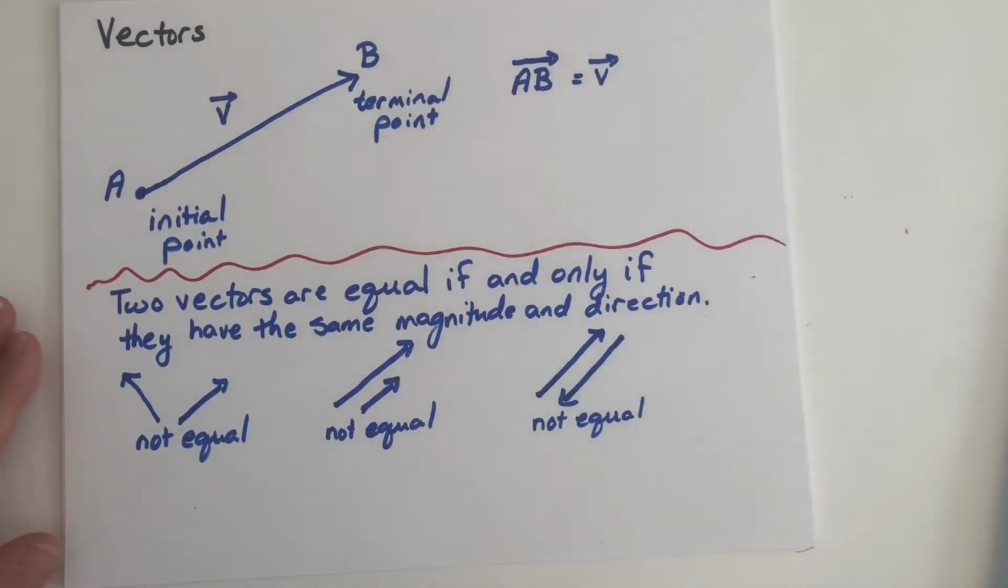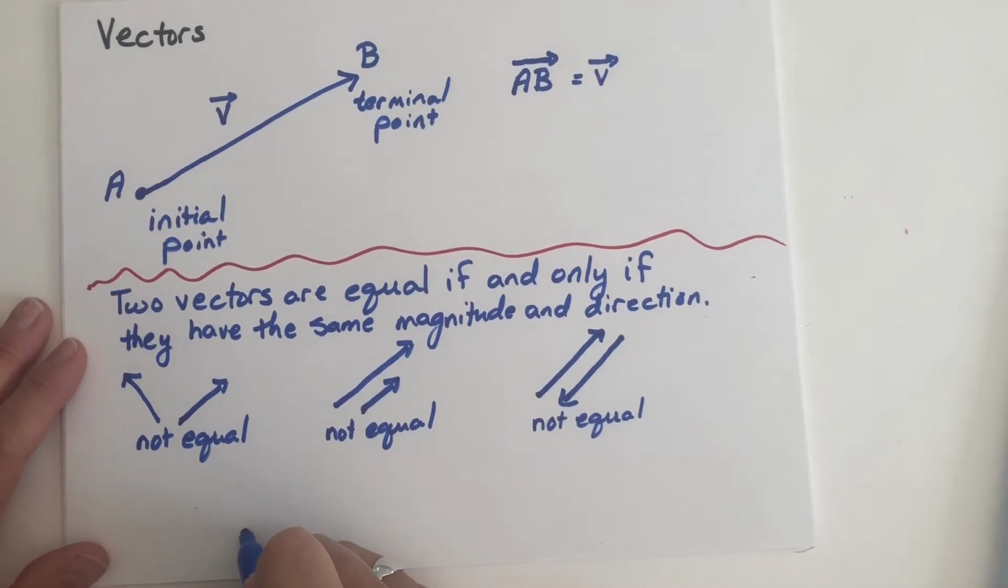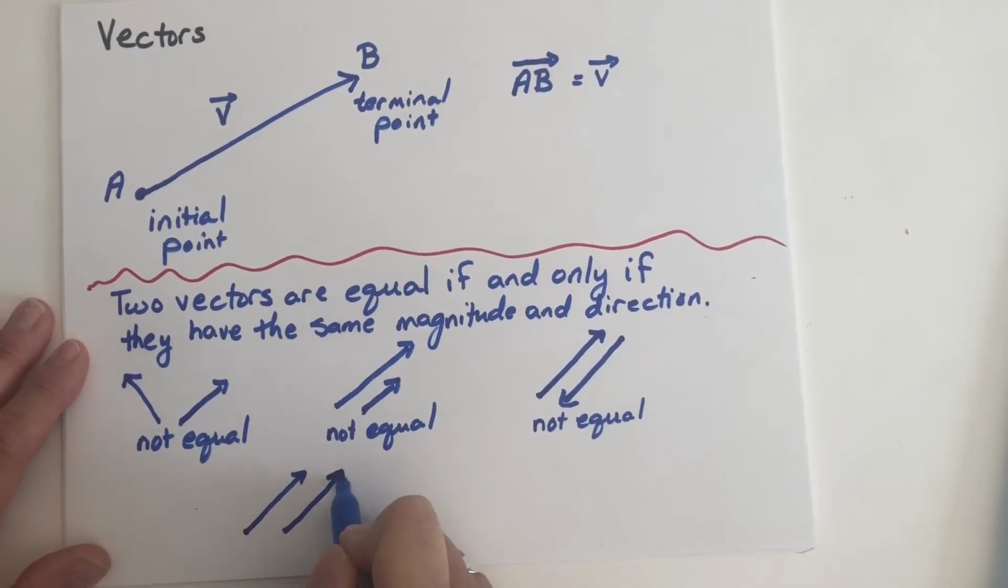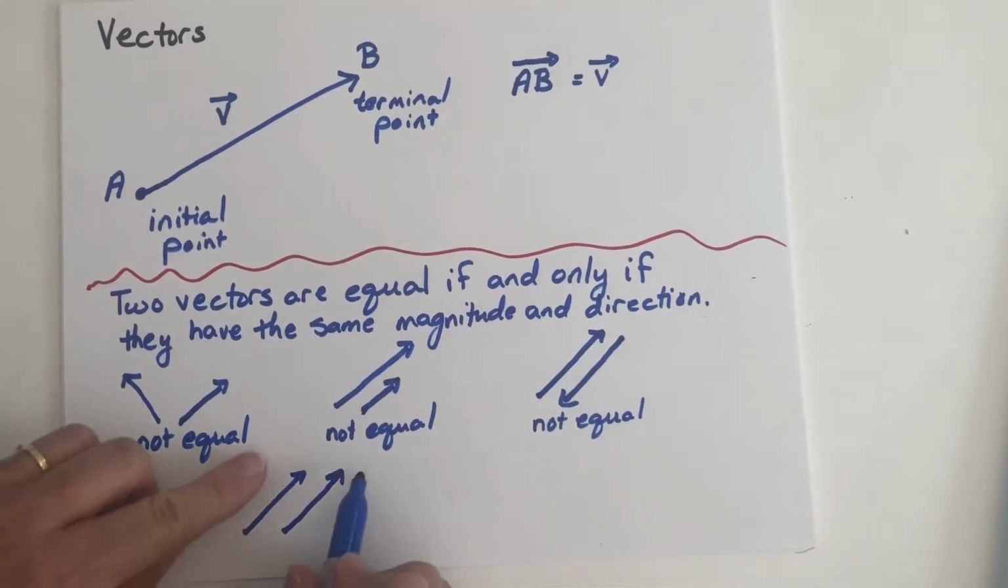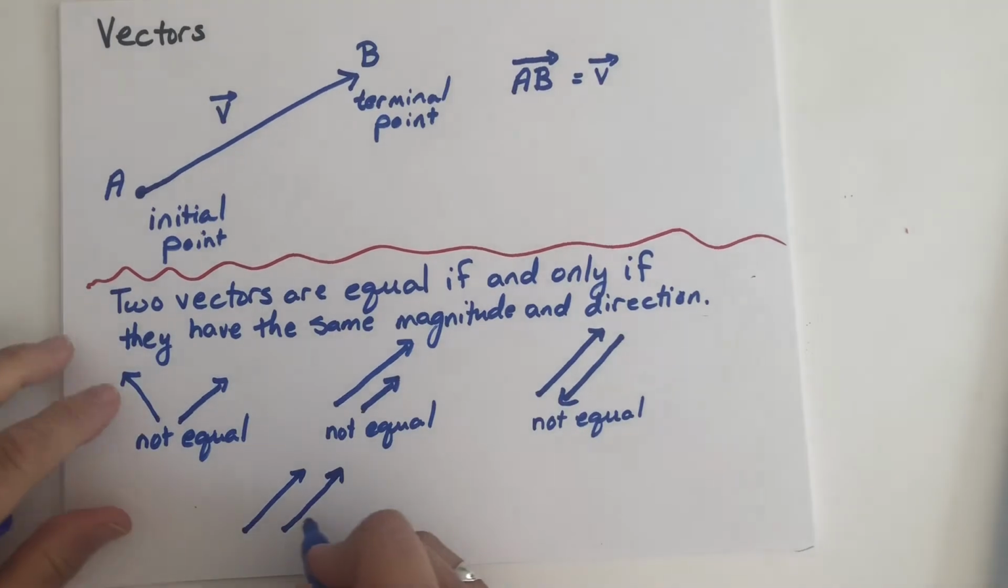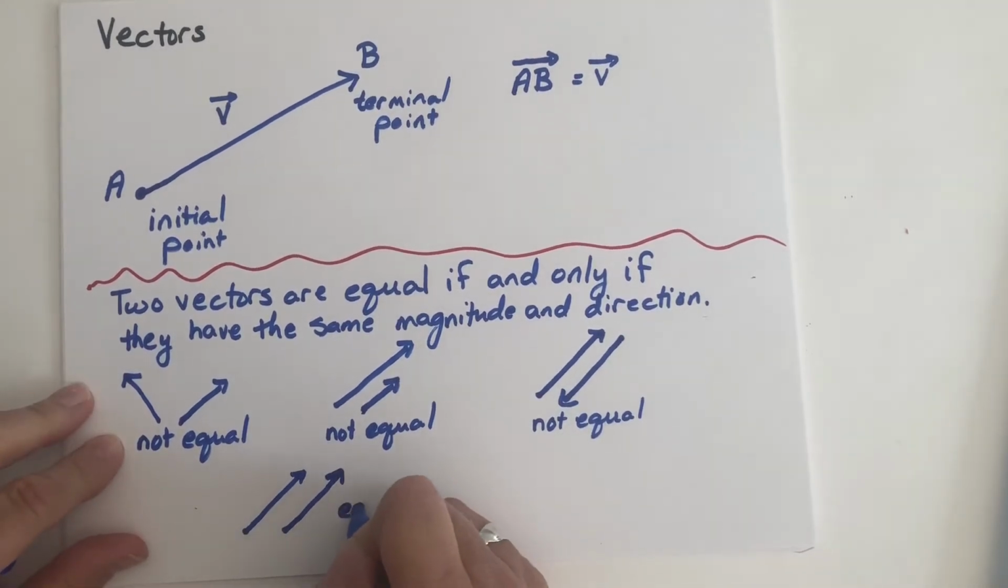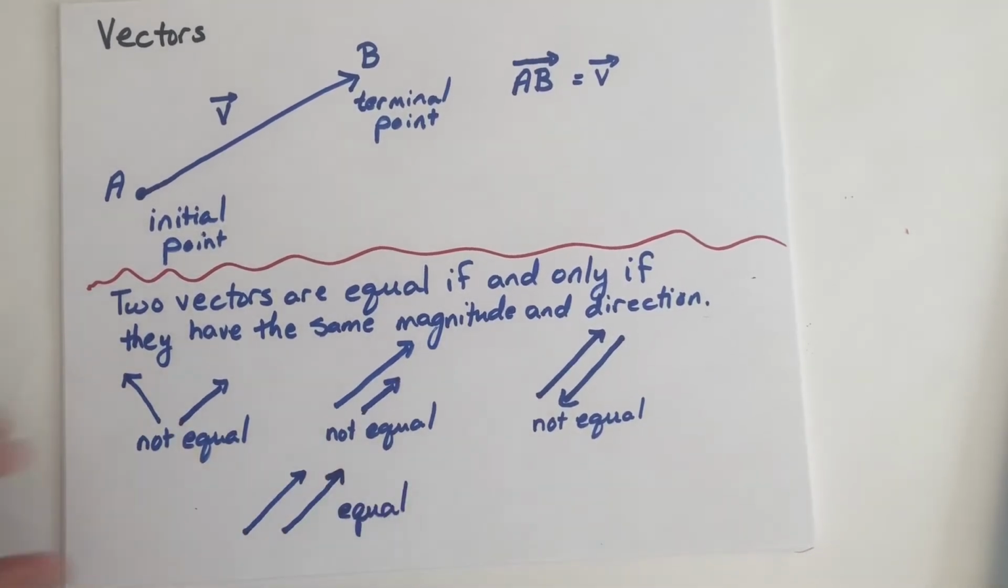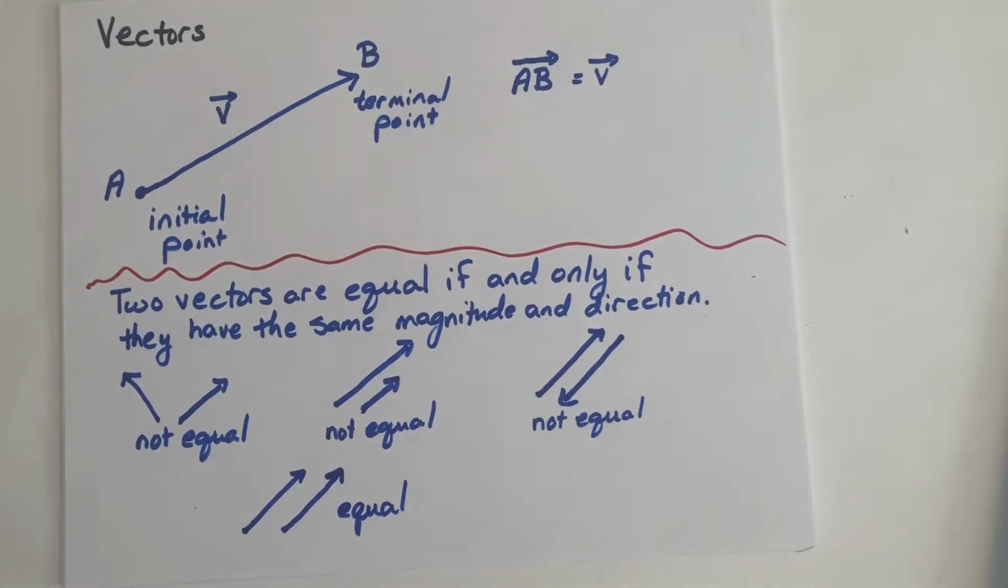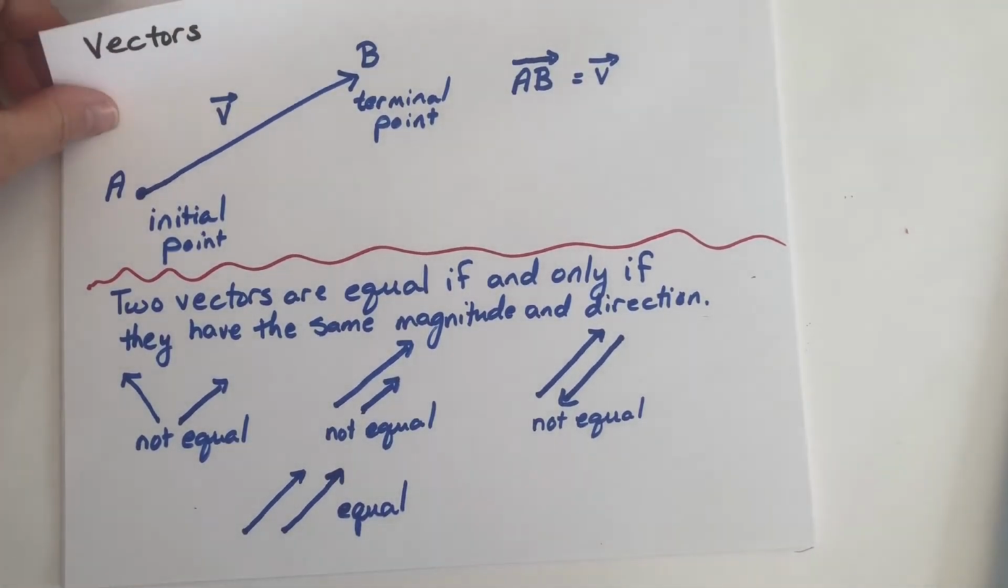So equal vectors would be something that looks like this. This vector and this vector. Exactly the same magnitude in exactly the same direction. Those would be equal. Let's continue.